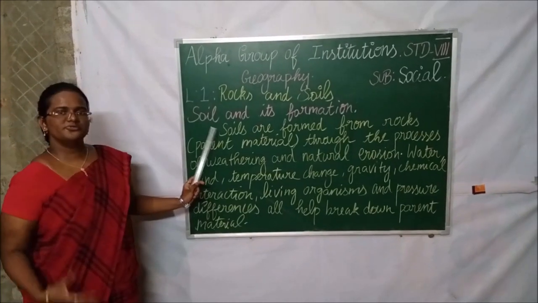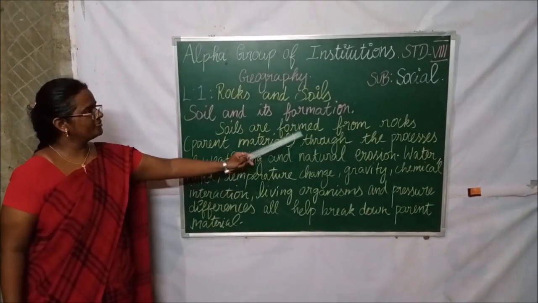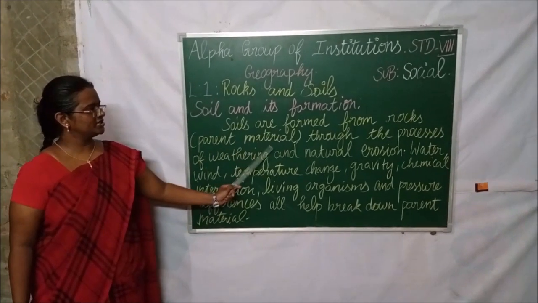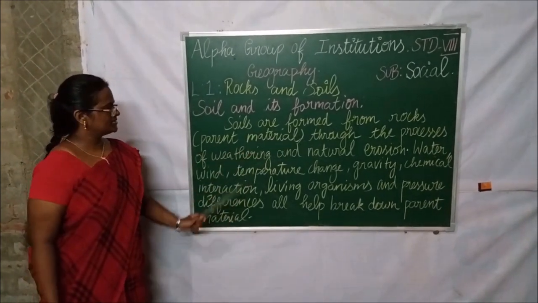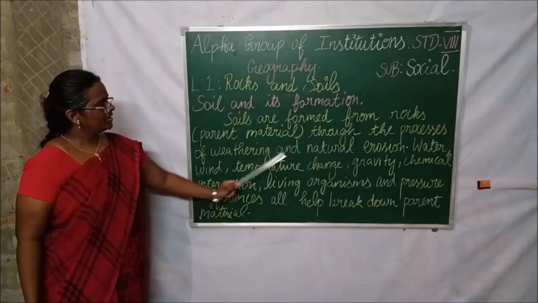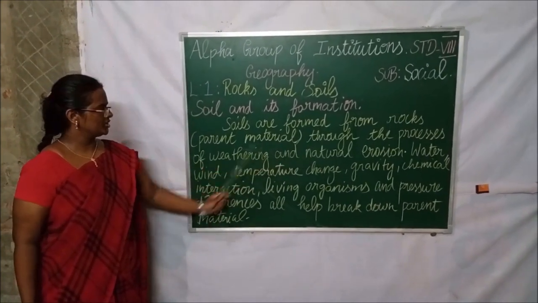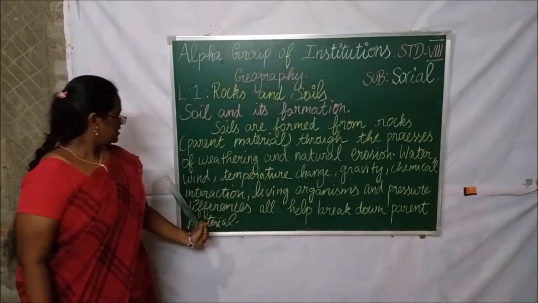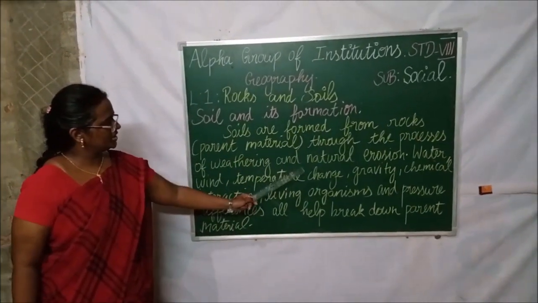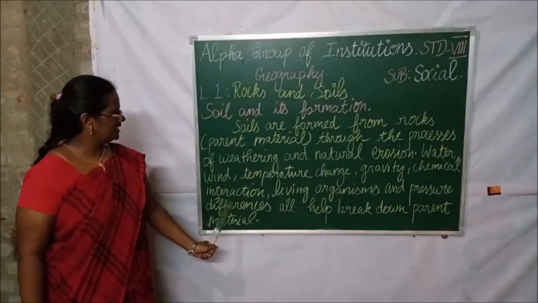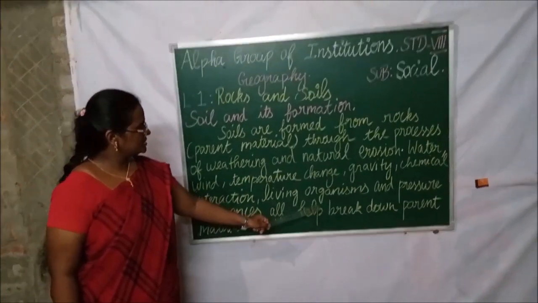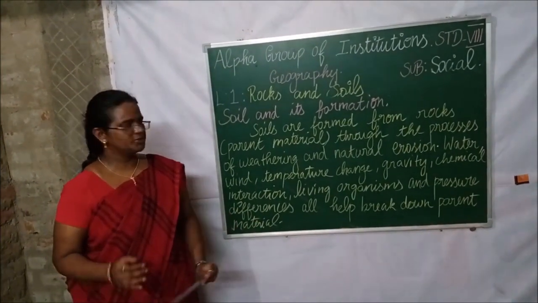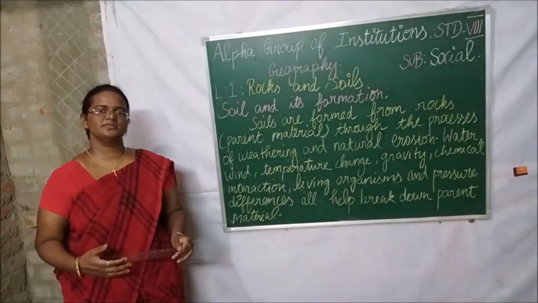How is soil formed? Soils are formed from rocks. Here rocks means parent material, through processes like weathering and natural erosion. Weathering means breakdown. Water, wind, temperature change, gravity, chemical interaction, living organisms and pressure differences, all of these help to break down parent material.